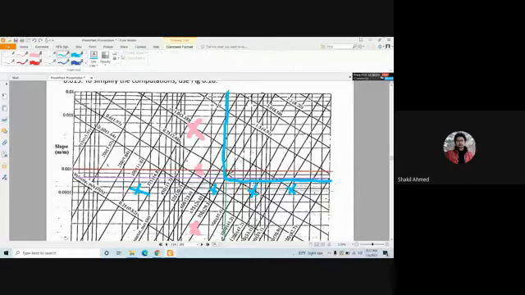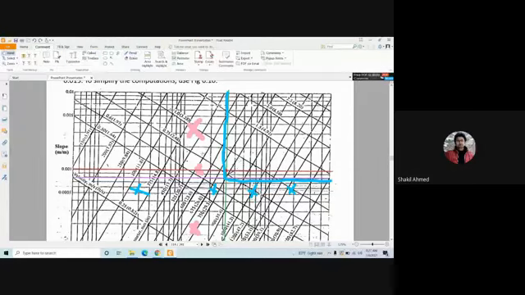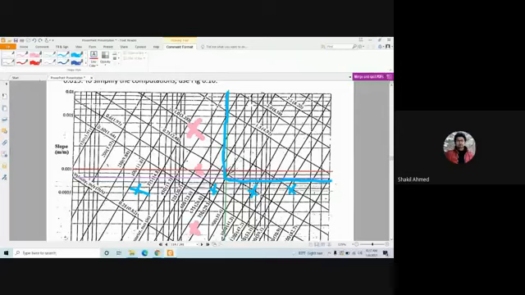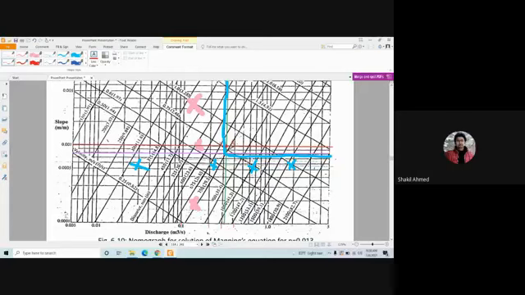But there is a problem. Look at this. This point falls neither on this line nor on this line, but in between, right? Yes, sir. So is this diameter available in the market? No. In the market, the available diameter is either 675 or 750, right? Yes, sir.